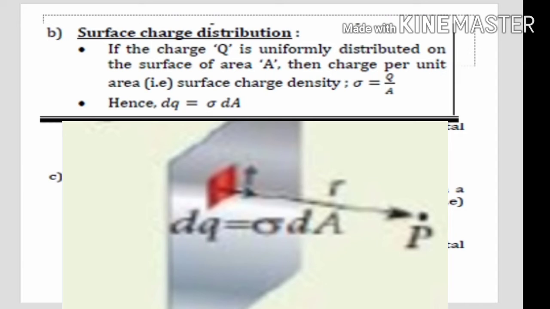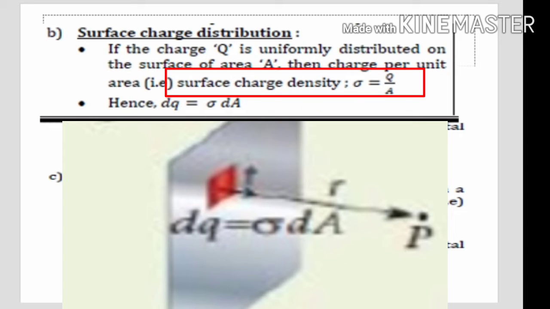Next one is surface charge distribution. We have to follow the same steps that we have done for linear charge distribution. Let us imagine a charged surface. Let capital Q be the charge of the surface and capital A be the area of the surface. And what is the density of the surface? The surface charge density is indicated by the symbol sigma, where sigma is equal to Q by A, which means that the surface charge density is defined as the charge per area.